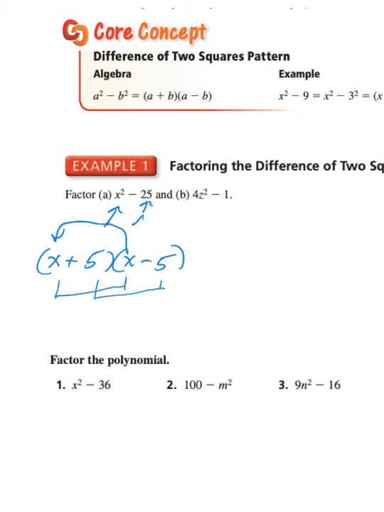So, again, let's go ahead and do this one. You've got 4z squared minus 1.